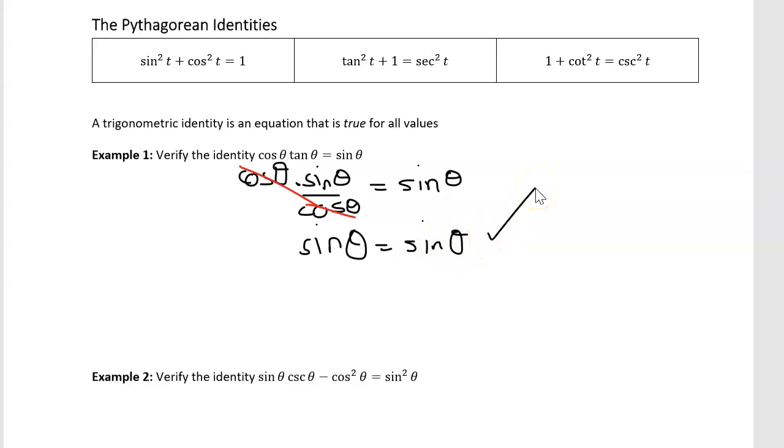This is the skill we're looking for. Of course, I am going to give us some more complicated examples. Let's take a look at the next one.